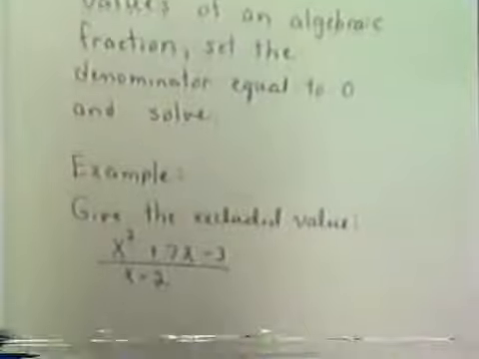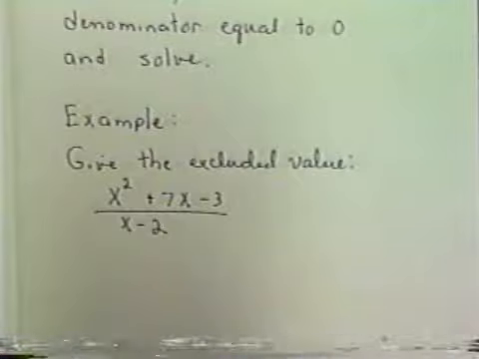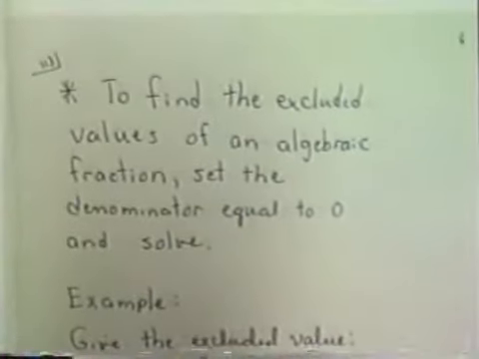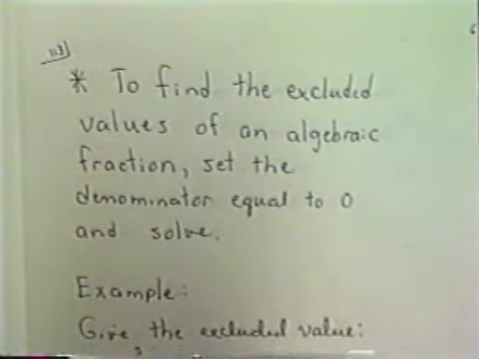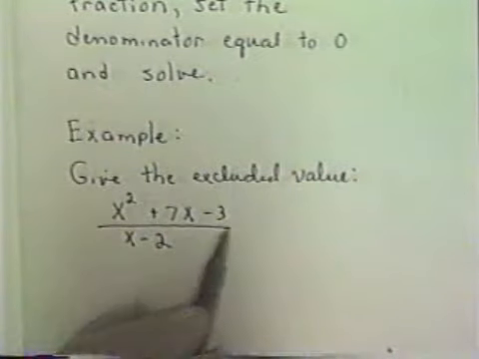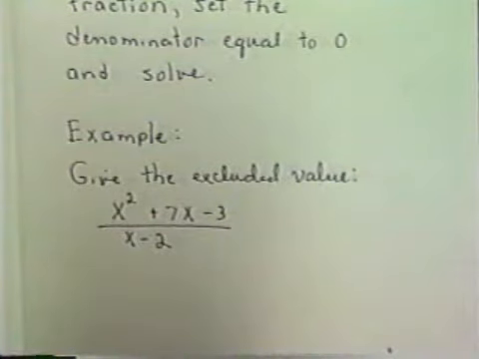Let's look at an example. Give the excluded value for x squared plus 7x minus 3 divided by x minus 2. Well, if we go back and look at the rule, to find the excluded values of an algebraic fraction, set the denominator equal to 0 and solve. Notice that we do nothing with the numerator, because we can have 0 in the numerator. It's just that we cannot have 0 in the denominator, because division by 0 is undefined.